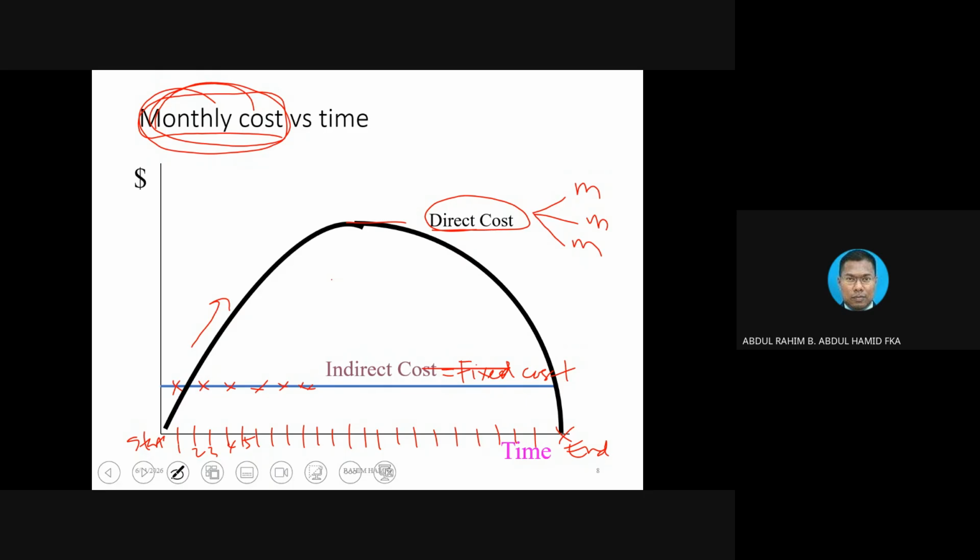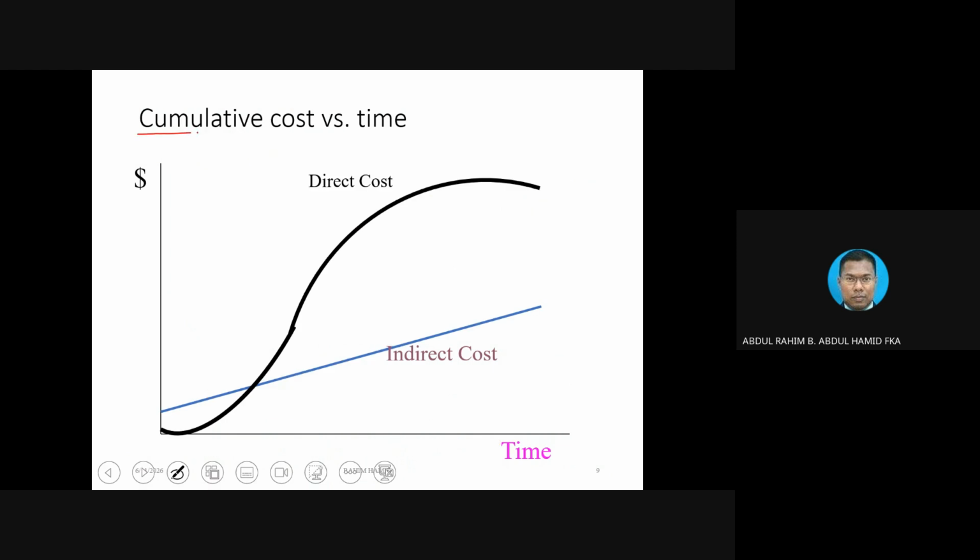When we translate this graph into cumulative, remember the word cumulative. What does cumulative mean? Cumulative means we add the amount from month number 1 to month number 2 and onward until the end. It is like your CPA. You have CPA and you have CGPA. It's the same concept anyway.